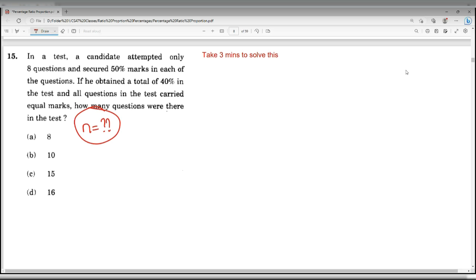The given data is a candidate attempted only 8 questions and secured 50% marks in each of the questions. So he has solved 8 questions. Let the marks for each question be M. And for each question, he has scored 50% of the marks. The total marks that he has scored is 8 into M into 0.5. This is the marks obtained.